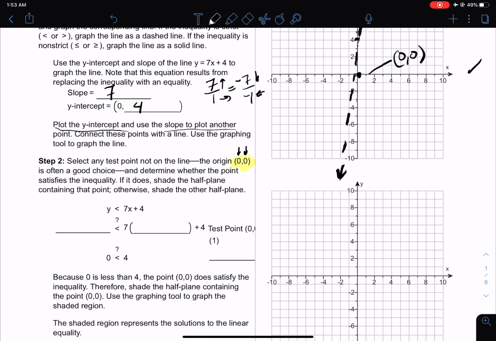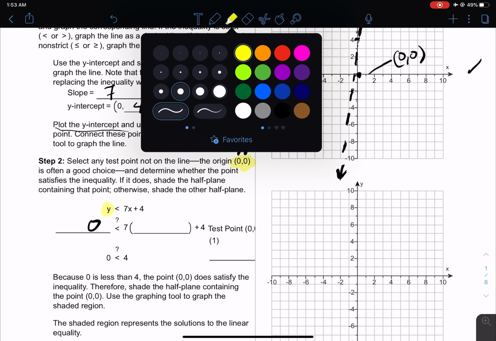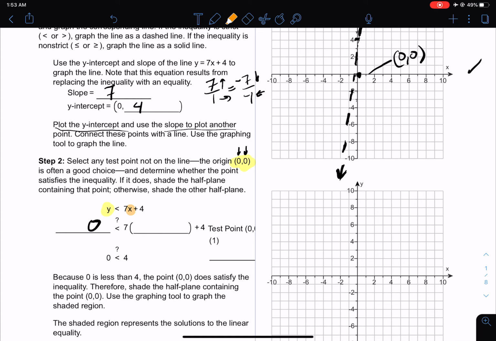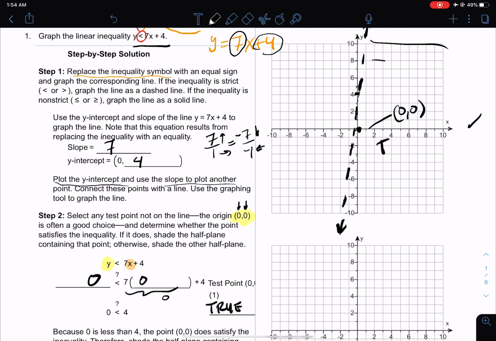And I'm going to put in 0 for X and 0 for Y. So you can see that I've got a Y here, so I'm going to put a 0 in for Y. And you can also see I have an X right there, and so I'm going to put in a 0 for X. Then, of course, 7 times 0 is 0, and then I add 4 to that, so I get this statement: 0 is less than 4. Is that true or false? Well, that's definitely true. So because this 0, 0 is on the true side, that's the side that you're going to shade. So my solution looks something like this.